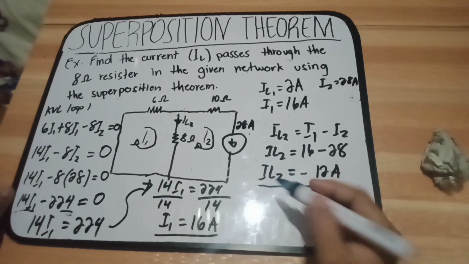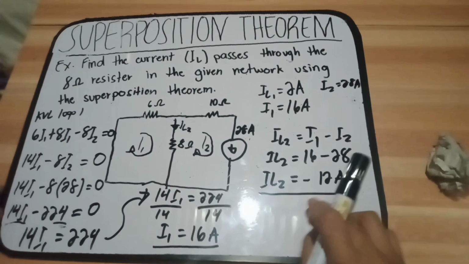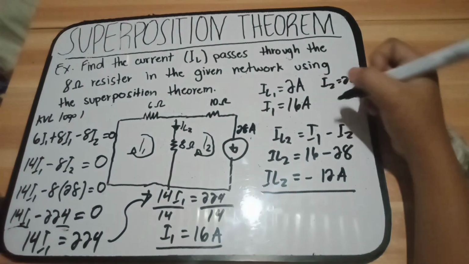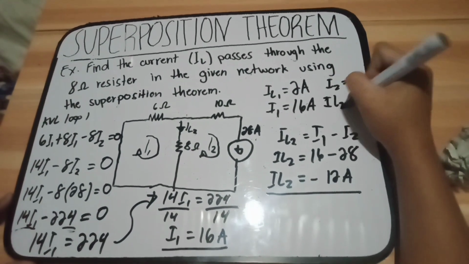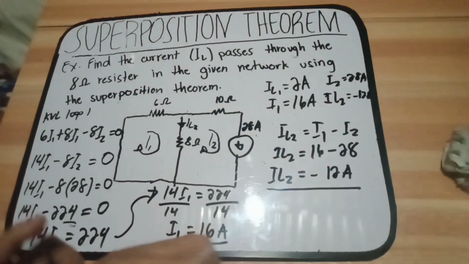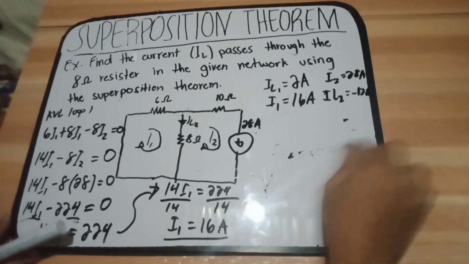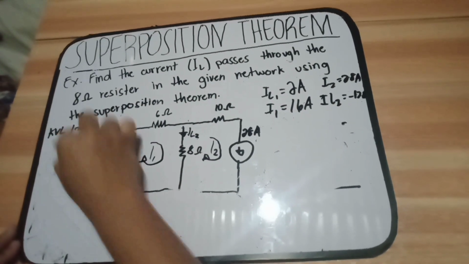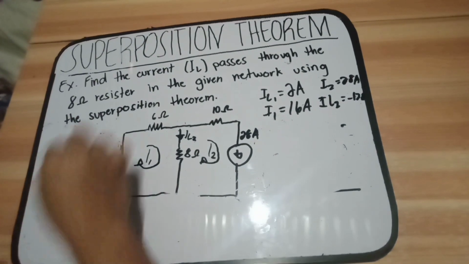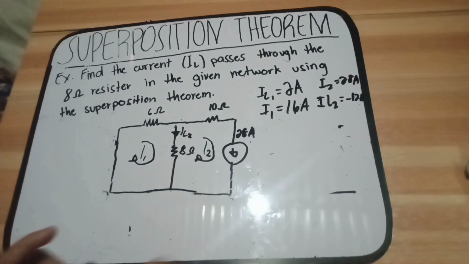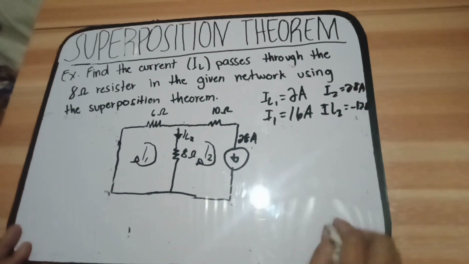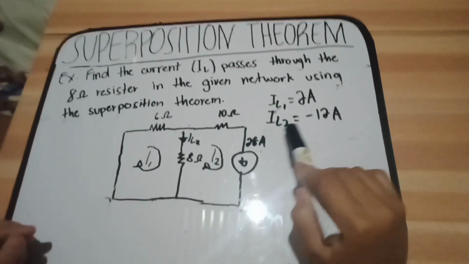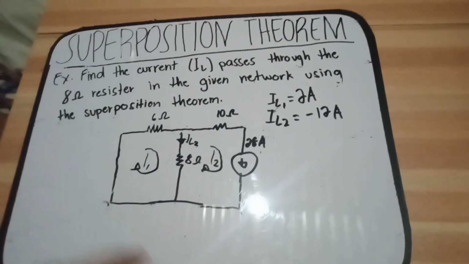Ngayon, nakuha na natin ang IL2. Kasi nakuha na natin ang IL1 at IL2, makukuha na natin ang IL. So, ilalagay ko dito ang IL2 is equal to negative 12 ampere. So, buburahin ko na ito. Pasensya na kasi madumi. Ngayon, kukunin naman na natin ang IL.